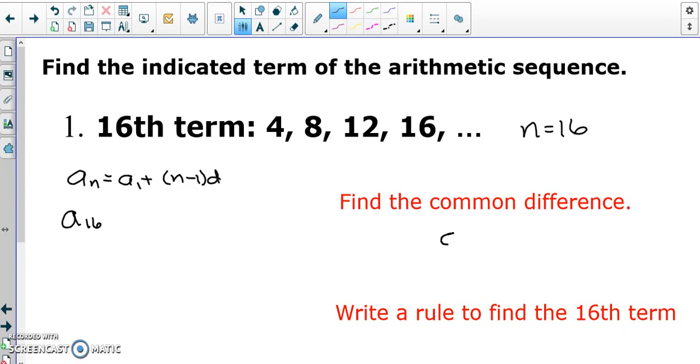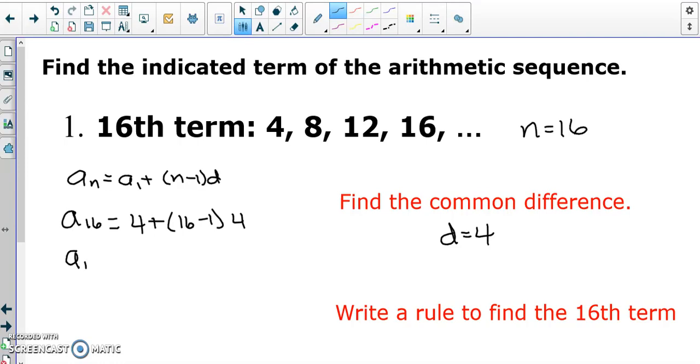The common difference is by how much it goes up or down. So it goes up 4 each time. Our common difference is 4. And now we want a sub 16 equals, we put a sub 1, which is our first term, which is 4, plus n minus 1. N is 16, minus 1 times d, which is 4.